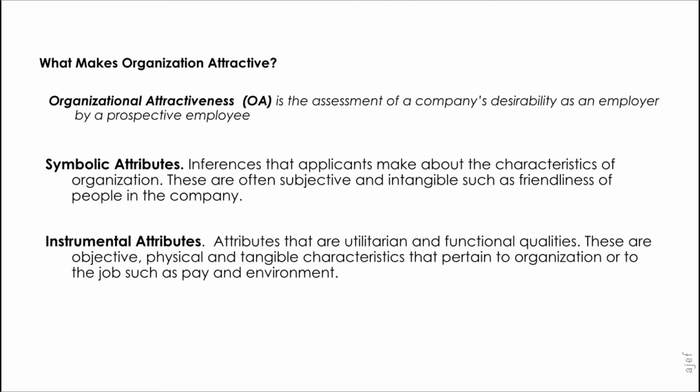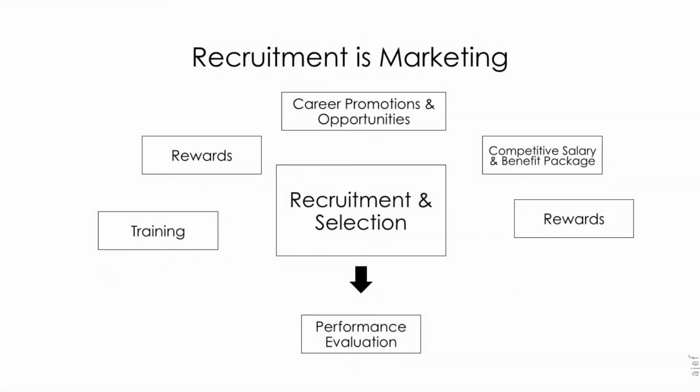Second is the instrumental attributes. These are attributes that are utilitarian and functional qualities. These are objective, physical, and tangible characteristics that pertain to the organization or to jobs, such as pay, benefits, the office infrastructures, and amenities. In a clear illustration of what means companies use to market to applicants, look at the following factors in the presentation. However, it is expected by the company to have good performance at work in return for what the company offered them.